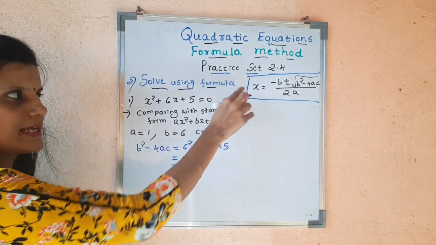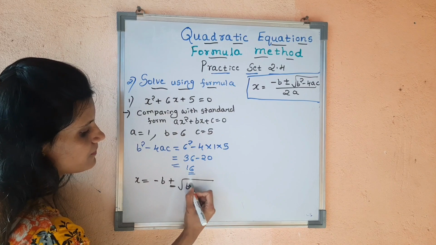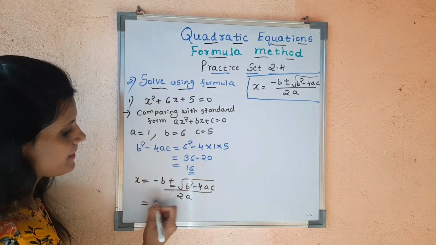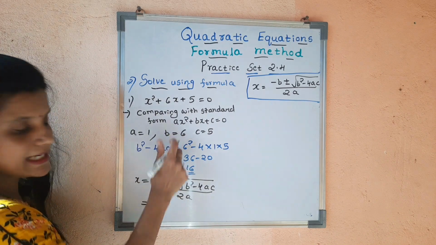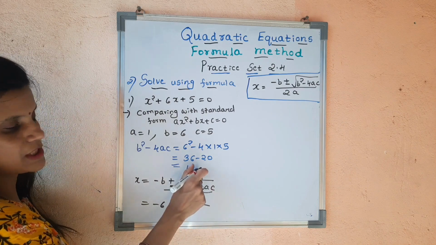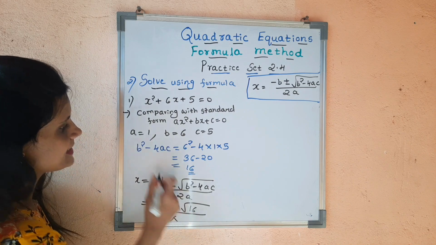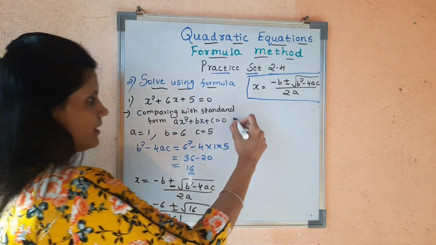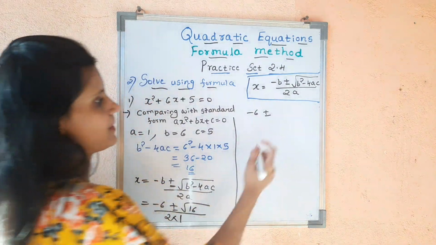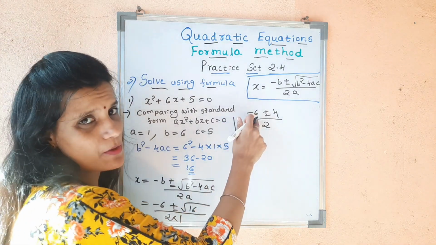Now let us apply the formula. x is equal to minus b plus or minus square root of b square minus 4ac by 2a. Minus b is nothing but, what is our b? It is 6, so minus 6, plus or minus square root of b square minus 4ac, we already got that, it is 16, and what is our a? a is nothing but 1. Again it will become minus 6 plus or minus square root of 16, which is 4, by 2. So we have got minus 6 plus or minus 4 upon 2.